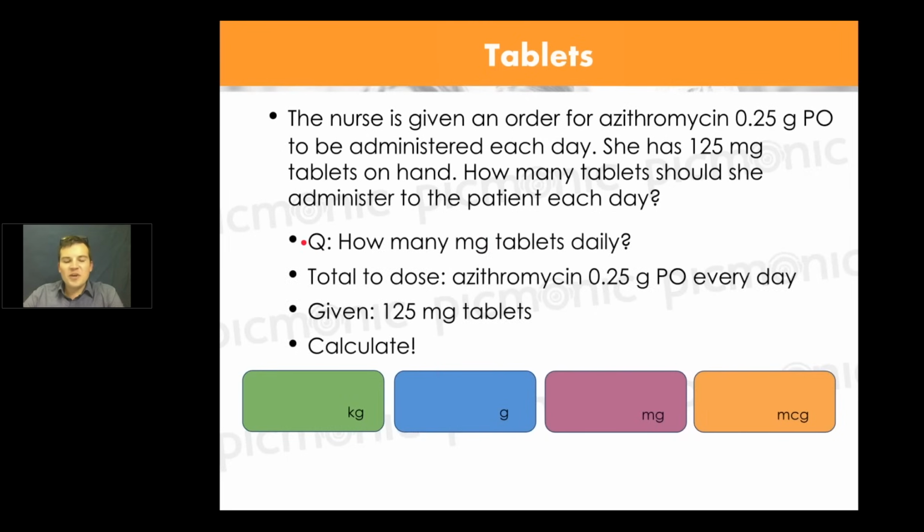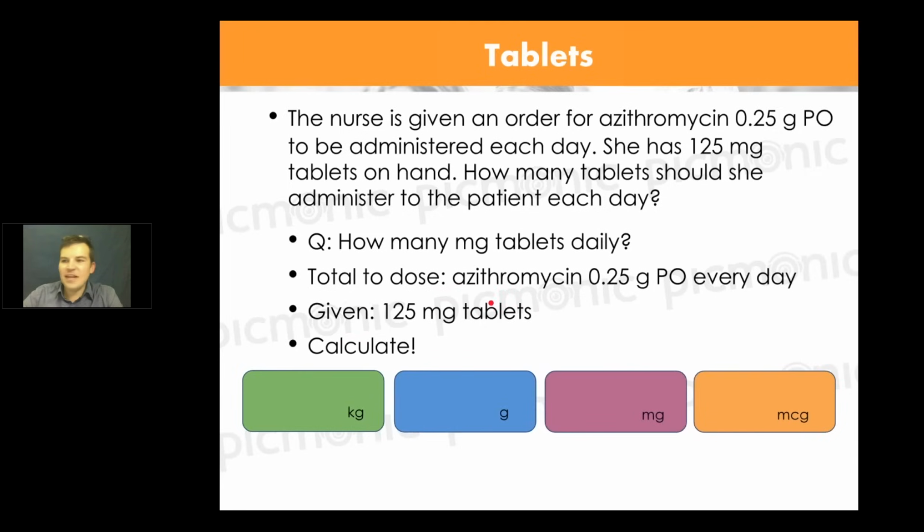So first off, how many milligram tablets daily? What's the total we need to give? Well, we need to give 0.25 grams PO. PO is, of course, by mouth every day. And we've been given 125 milligram tablets.